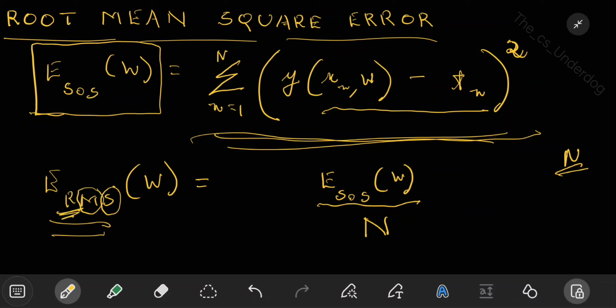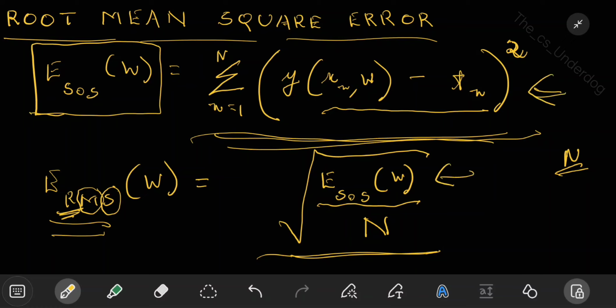You have to find the root. So put a square root. This is RMS error, that is root mean square error. So squaring is what you did in sum of squares error. You are taking that sum of squares error and substituting here. Then you took the mean by dividing by the total number of data points. And once you took the mean, you took the square root, that is root. This is the root mean square error.